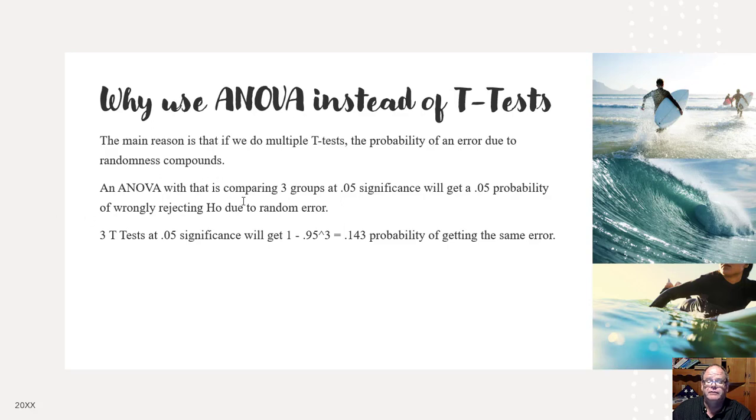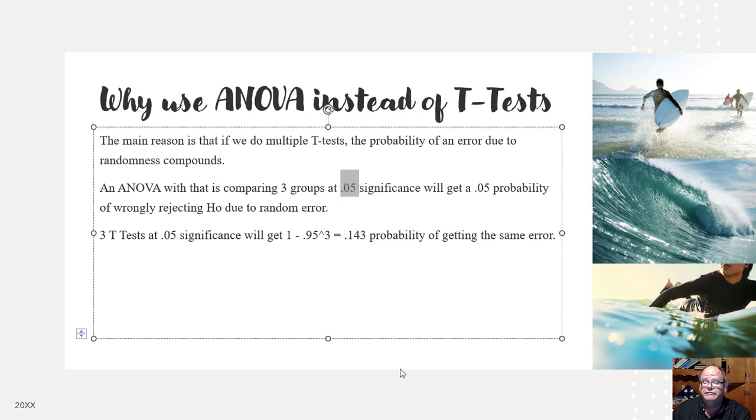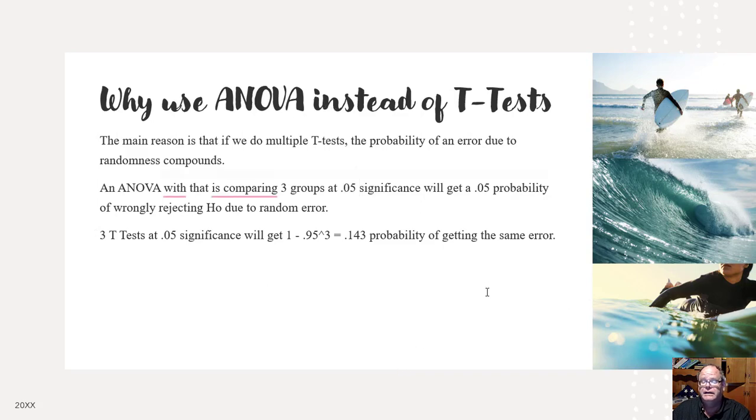So I think the reason for using ANOVA is pretty clear. Use the ANOVA, 0.05 probability of getting the random error. Use three t-tests, 0.143. The more t-tests you have to use, the worse it gets. All right. So that's why we use an ANOVA instead of multiple t-tests.